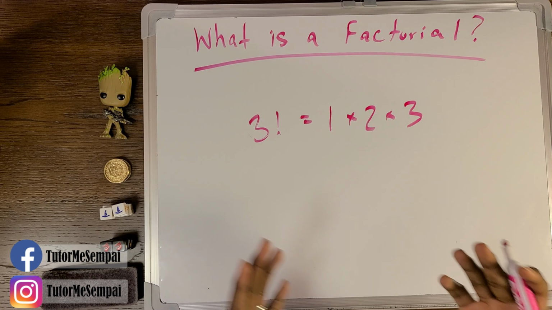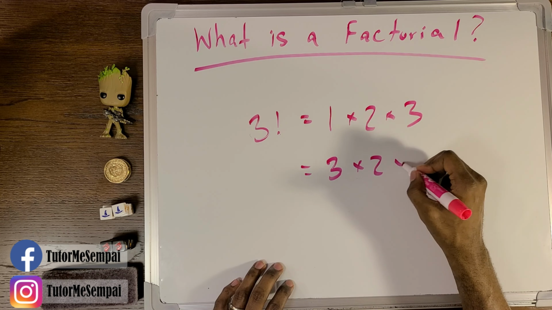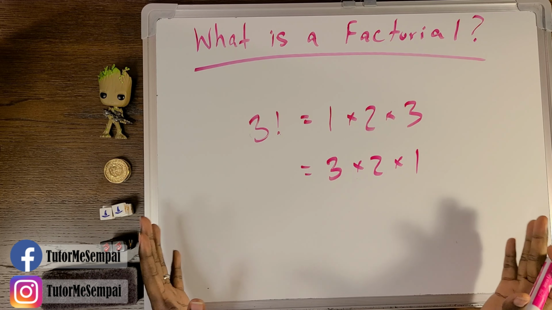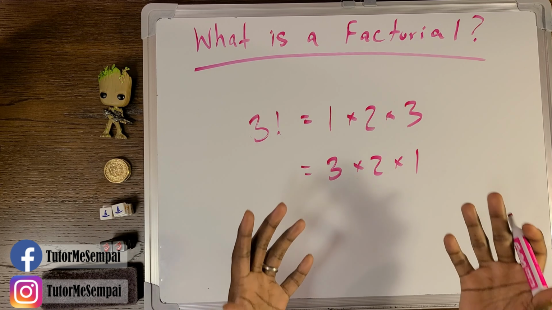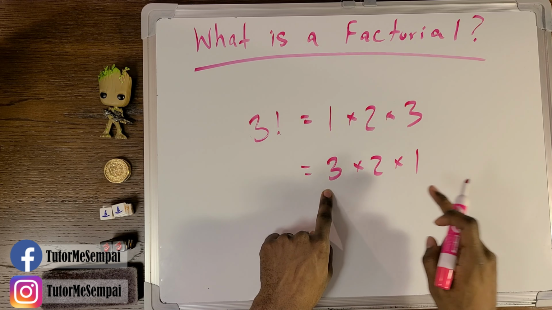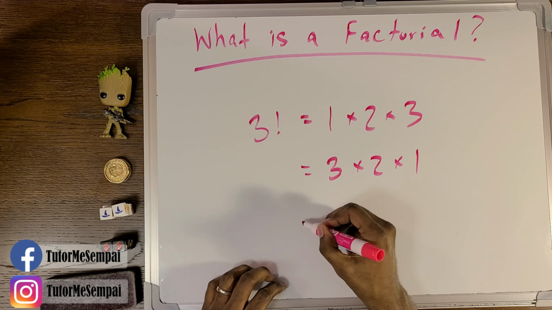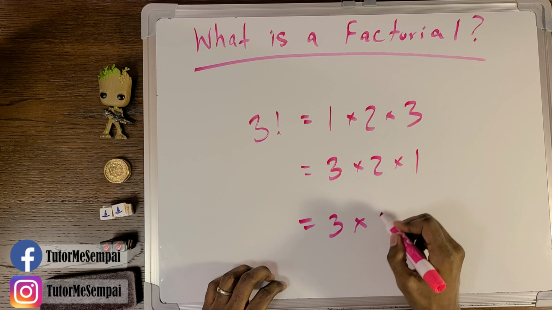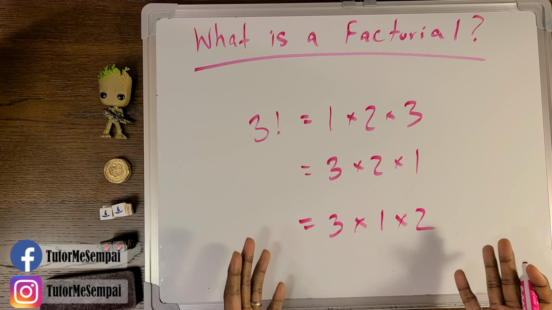Now you may see this in a different order. You may see it something like this: 3 times 2 times 1. And that's perfectly fine. We know that multiplication can be moved around and it's not going to change anything. So whether it's 1 times 2 times 3 or 3 times 2 times 1, it's the same thing. Now we also know that you can technically do something like this: 3 times 1 times 2, but you're really just trying to make yourself more confused.